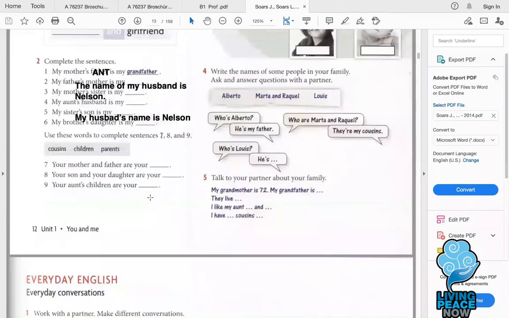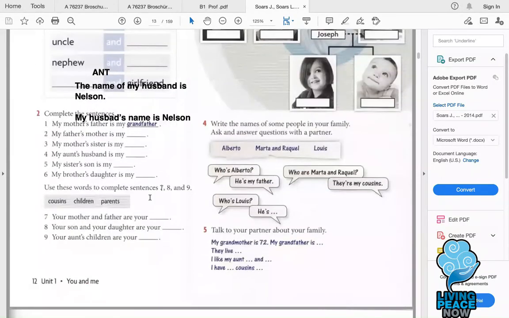All right, let's see what we have. So number 4, write the names of some people in your family. Ask and answer questions with a partner. Alberto, Marta. So, okay, so guys, you can drop some names in the chat. That's how we can do this activity.